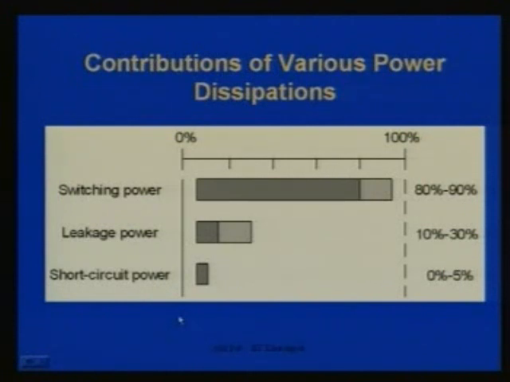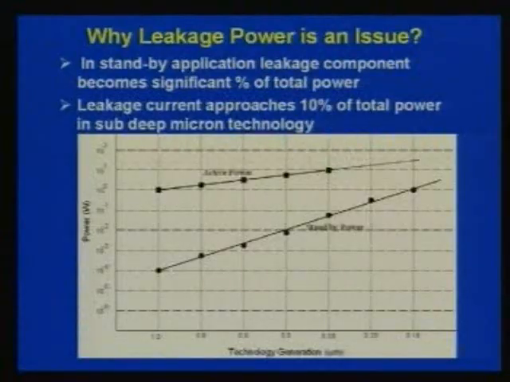Now if you make a relative comparison of the different types of power, you can see switching power contributes 80 to 90%, leakage power contributes 10 to 30%, and short circuit power contributes 0 to 5%. The question is, at what technology? This is the case for 180 nanometer technology. As the device size is shrinking, the scenario is different, as you can see here. The active power is increasing, but the rate of increase is not very high.